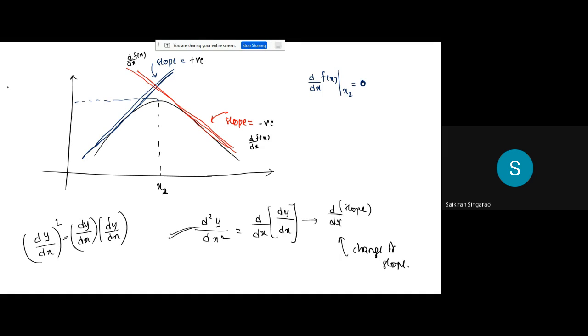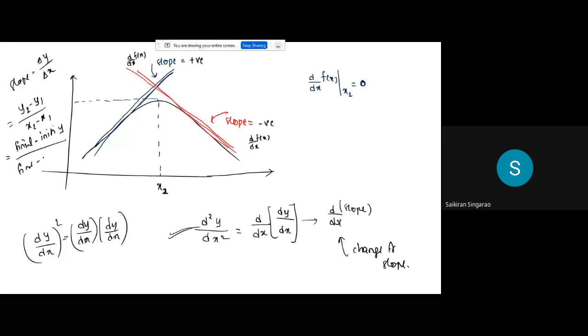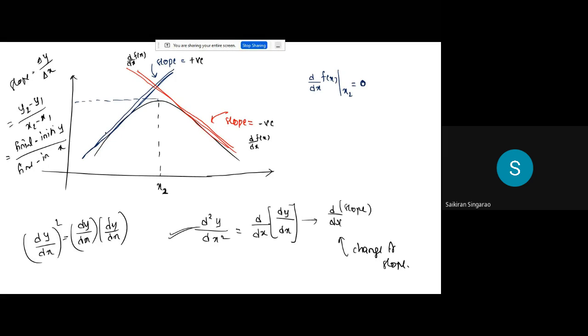How do you find slope, sir? If you remember from the previous lesson, I told you: change in y by change in x. Change in y you have written as y2 minus y1 by x2 minus x1, correct? This only we have written. It can also be written as final value minus initial value in y, divided by final minus initial in x.